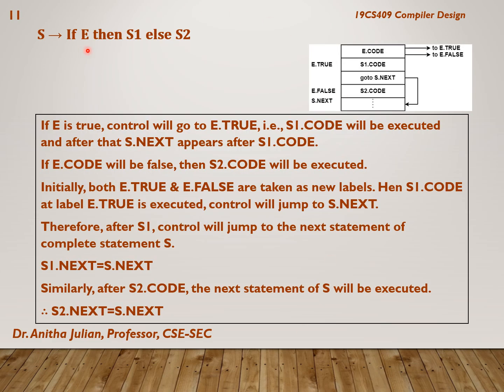Now moving on to if E then S1 else S2. So we are going to have two codes, S1 code and S2 code. So if it is true, it is going to go and do S1 code. If it is false, it is going to do S2 code. And both ways, after doing it, it has to continue with the remaining of the program, which is S.next. Okay. So after that, it is going to continue with S.next.